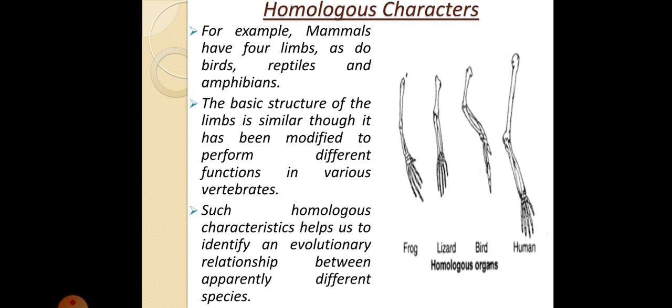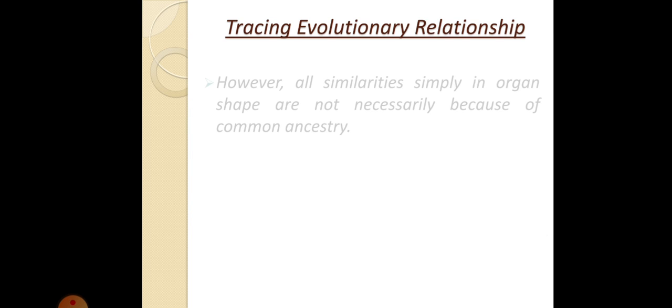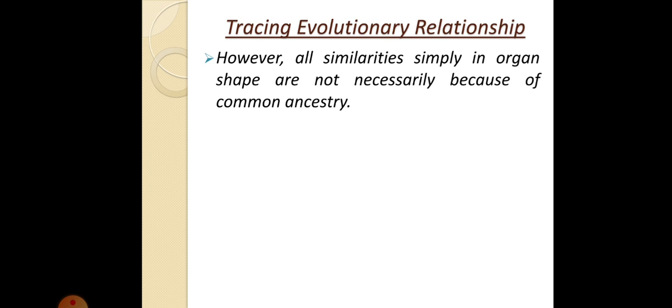Such homologous characteristics help us identify an evolutionary relationship between apparently different species. By studying homologous characteristics, we can identify evolutionary relationships between different organisms. Clear? However, all similarities in organ shape are not necessarily because of common ancestry. This is a very important point. If the organ shape or structure is the same, it doesn't mean that they have common ancestry.